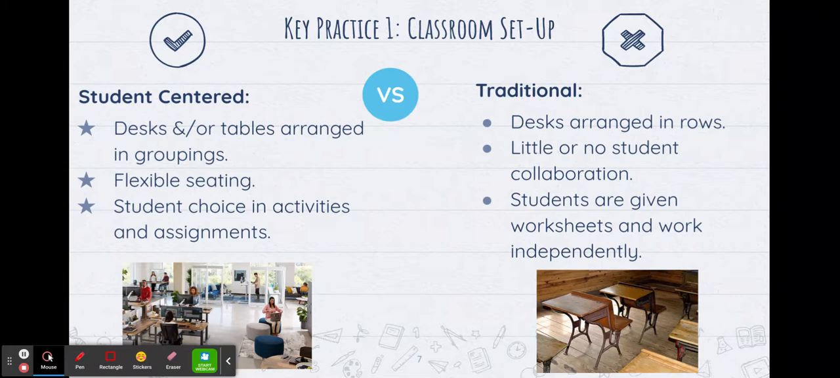In a student-centered classroom, you'll see desks or tables arranged in groupings oftentimes. You'll see flexible seating being utilized. So rather than just a regular school type chair, there might be cushions, there might be stools, that kind of thing. Student choice will be evident with the activities and assignments, whereas in a traditional classroom, desks are arranged in rows, there's little or no student collaboration, and students are often given worksheets and they work independently.